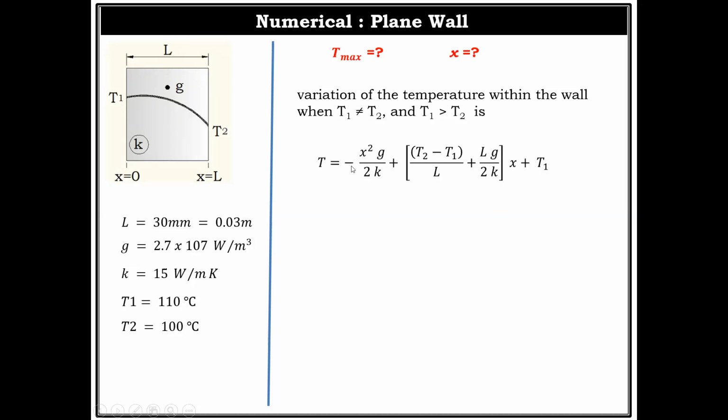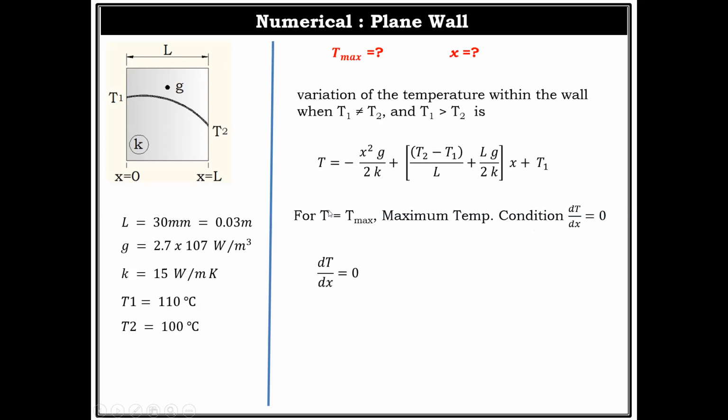T is equal to minus x square G upon 2K plus (T2 minus T1 upon L plus LG upon 2K) into X plus T1. This is our final form. Now T becomes T max, because we have to find out the T max. So we have to apply the maximum temperature condition, and when T becomes T max, that means it is satisfying the dT by dx equal to 0 condition. This is the maximum temperature condition.